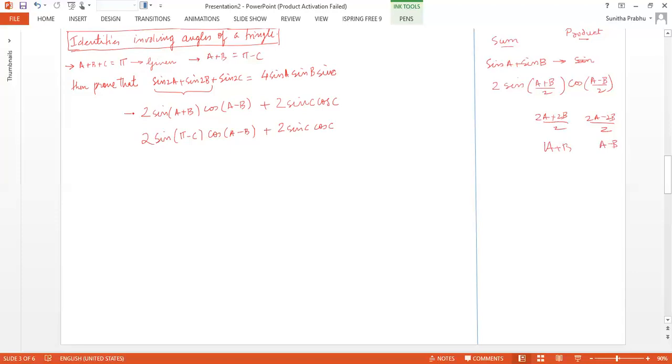Now, what is the next step we should do? Sine 180 minus theta, what will we get? Sine c. So 2 sine c times cos a minus b. What is the next step? Can we take 2 sine c out? Very good. You take 2 sine c out, then you get cos a minus b plus cos c.